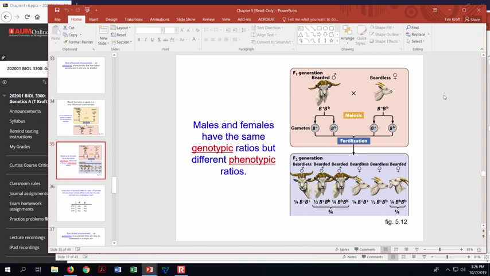But in the males, both the BB homozygote and the BB plus heterozygote are going to be bearded, and only the B plus homozygote is going to have no beard. So in males, beard is dominant. And in females, it's the opposite. You have to have two BBs to have the beard. So in both cases, you get a 3 to 1 phenotype ratio, but which one is the 3 and which one is the 1 is opposite for males and females.